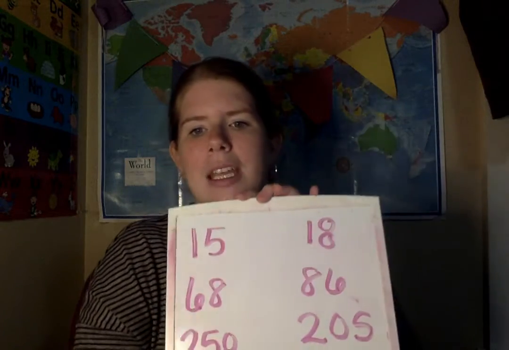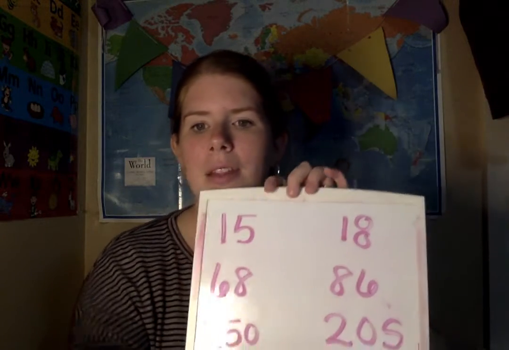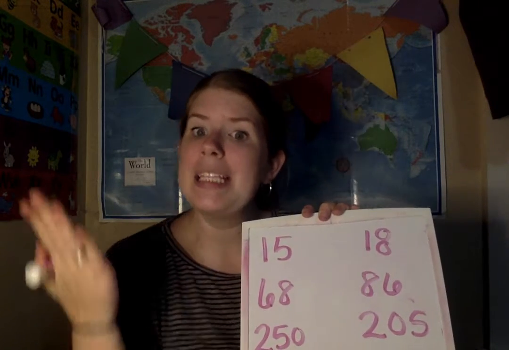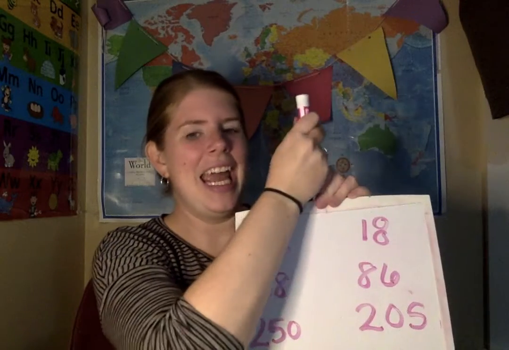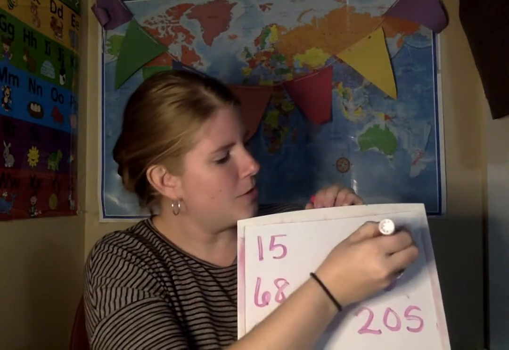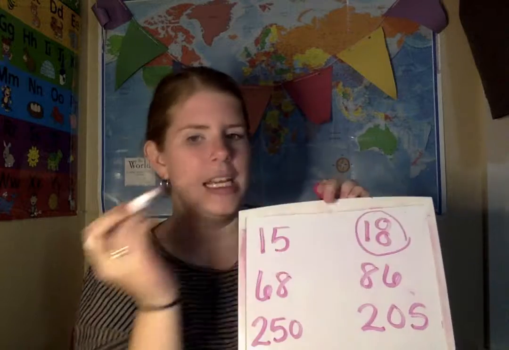All right, so I have these 6 numbers right here on my whiteboard. The first two are 15 and 18. Now, which number is bigger? Is 15 bigger or is 18 bigger? Say it out loud. Yeah, good. 18 is bigger, so we will circle 18.